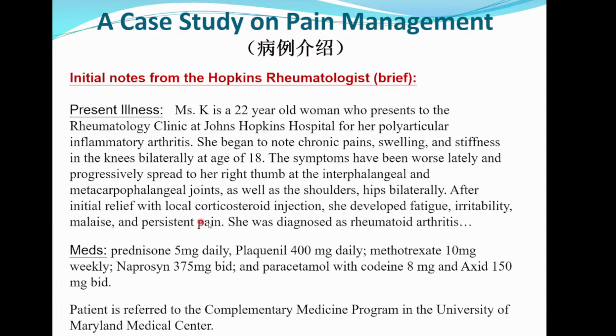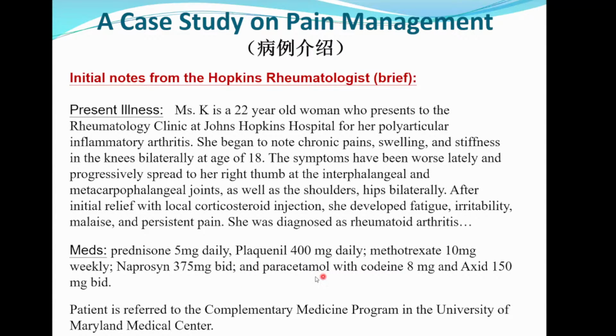After initial relief with a local corticosteroid injection, she developed fatigue, irritability, malaise, and persistent pain. She was diagnosed with rheumatoid arthritis by the rheumatologist. She was also a PhD student at Johns Hopkins and suffered from pain, which made it difficult for her to perform academic study. She took almost 7-8 different medications for pain control and for inflammation.